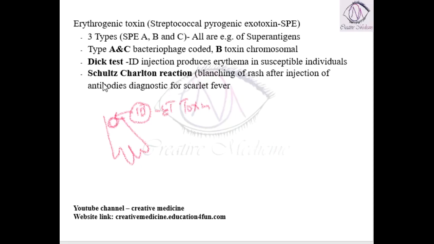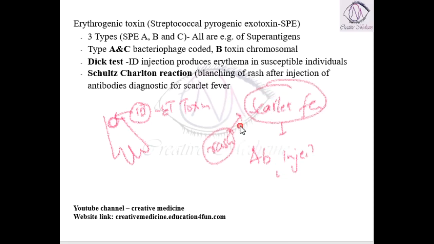In the Schultz-Charlton test, this is mainly done for the patient of scarlet fever. In the patient of scarlet fever, the child presents with rash. If you give antibody injections, then immediately after giving them the rash will blanch. So this is diagnostic that the child is suffering from scarlet fever, and this test is called the Schultz-Charlton reaction. And this Schultz-Charlton reaction is also due to this erythrogenic toxin.